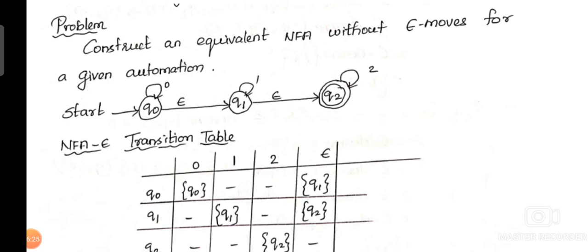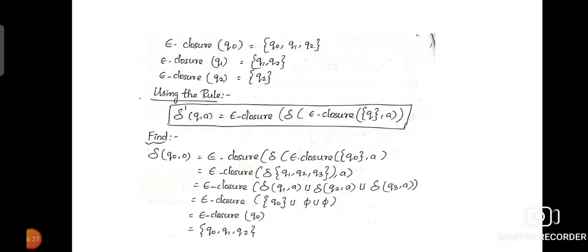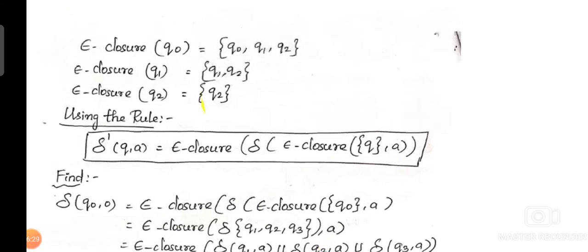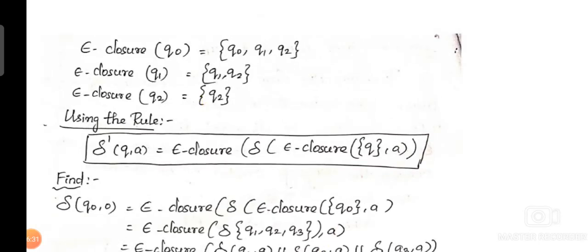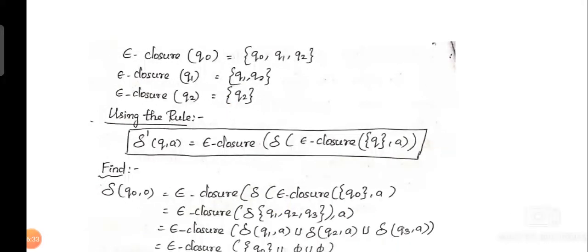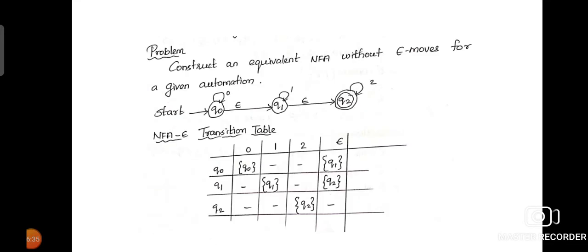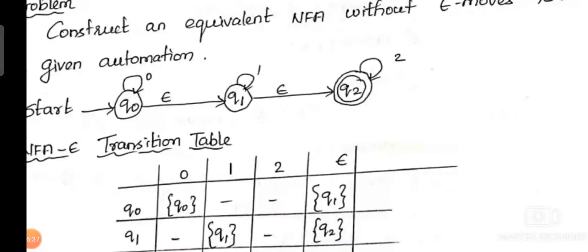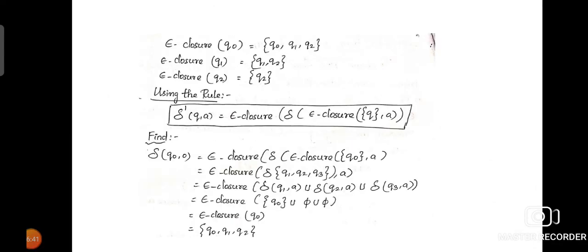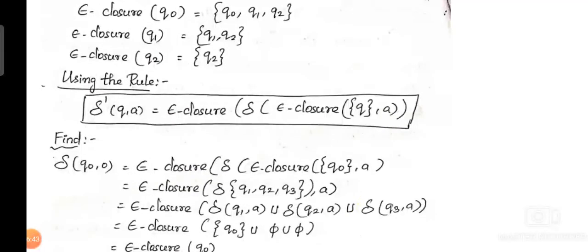But when we write in the definition, we have to include Q0. So epsilon closure of Q0 equal to Q0, Q1, Q2. Then epsilon closure of Q1 equal to Q1, Q2. And epsilon closure of Q2 is equal to simply Q2. Now, this is the main thing we want for our process.